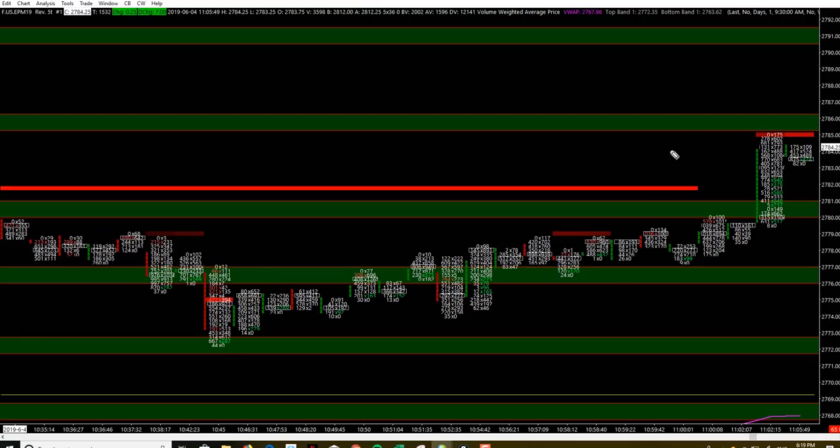Using the footprint here, what we're looking at is just the number of contracts traded per tick on the ES futures again. So this is the actual number of contracts on the bid side and the offer side traded at that same level. Now, Mark made a great video about this. If you want a lot more information, go check it out.